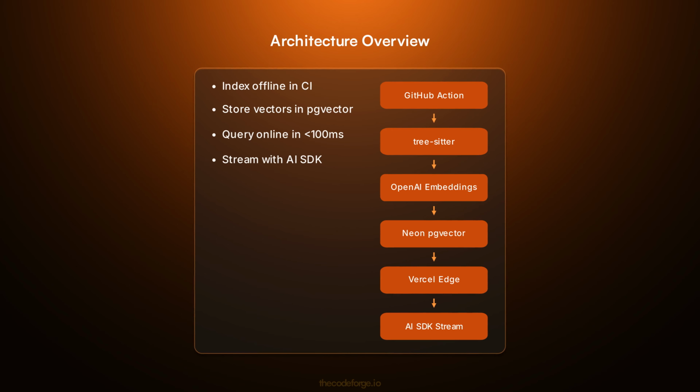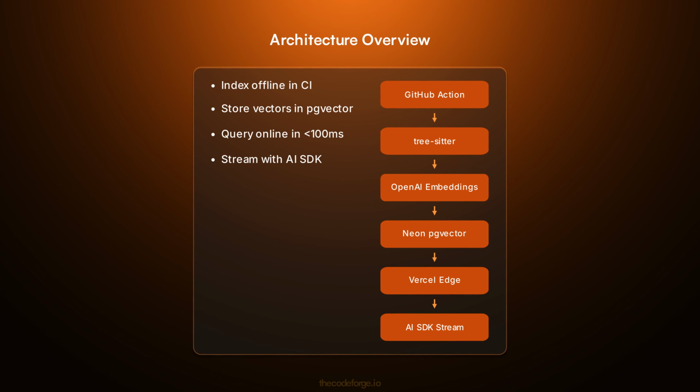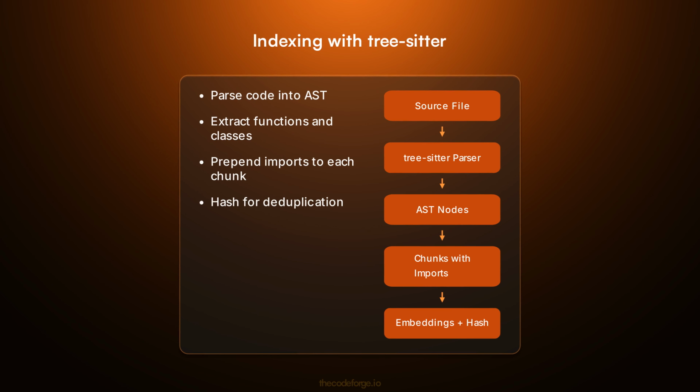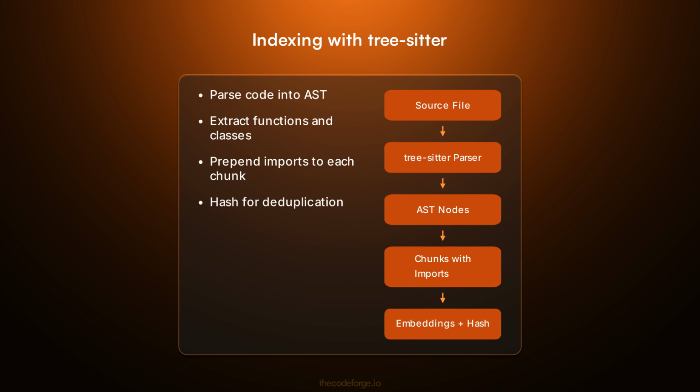The pipeline has 2 phases. Indexing runs in CI on every push, extracting code chunks with tree-sitter and generating embeddings. The API route only queries pgvector and streams the response, never embeds in the request path. Tree-sitter parses your code into an abstract syntax tree. We extract complete functions, classes, and methods, and prepend the file's import statements so the LLM understands dependencies. Each chunk is hashed to avoid reindexing unchanged code.